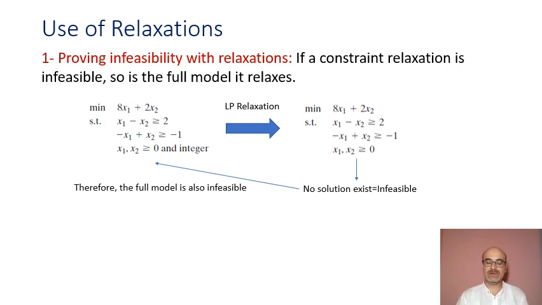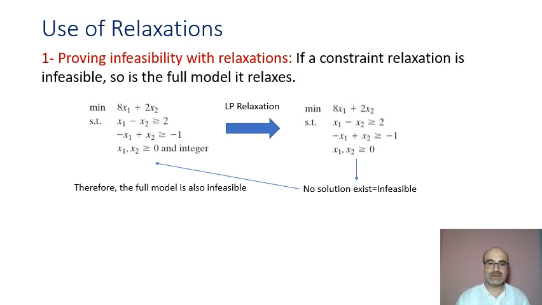Remember the definition of relaxation. We say that model A is a relaxation of B if the feasible region of model B is contained in the feasible region of model A. So B is smaller and the relaxed model is larger. If the larger feasible region is an empty set, there is no solution there, then in the smaller one there shouldn't be any solutions either.